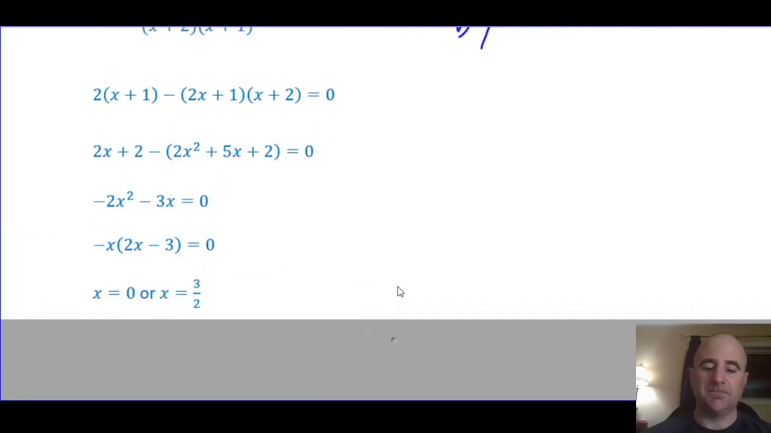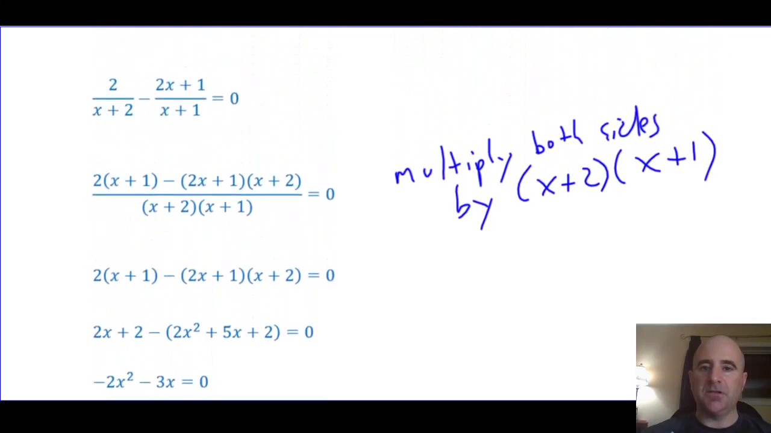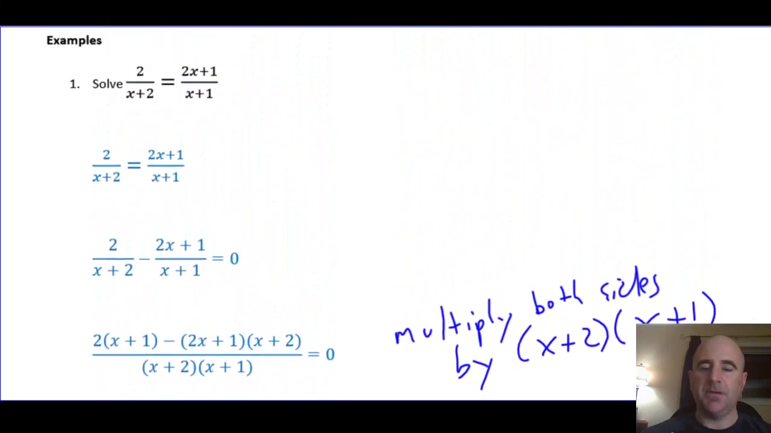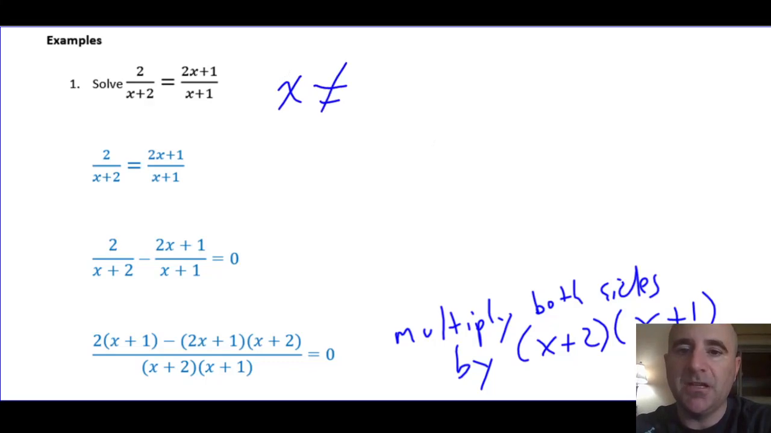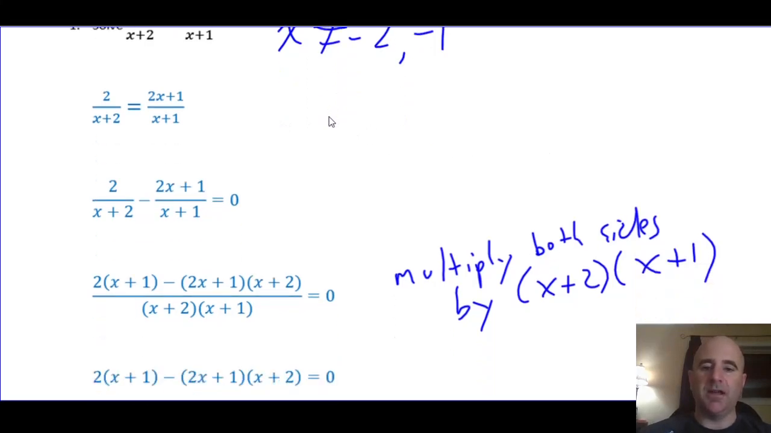3 halves. Now, one thing I'm going to mention in this solution, and this is the final solution, is that if we look at this equation up here, we see that there is an x plus 2 and an x plus 1 in the denominator. That means that x cannot equal negative 2 and it cannot equal negative 1. And that statement that I've added should probably be there, and it's true the whole way down.